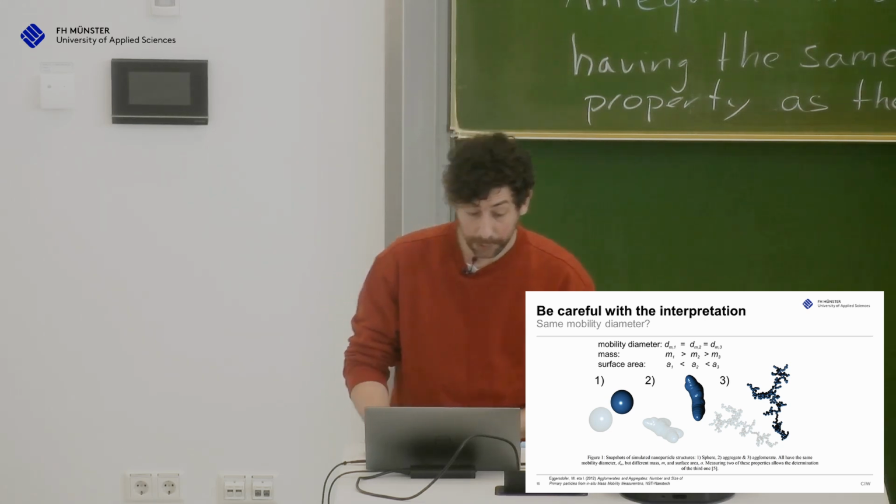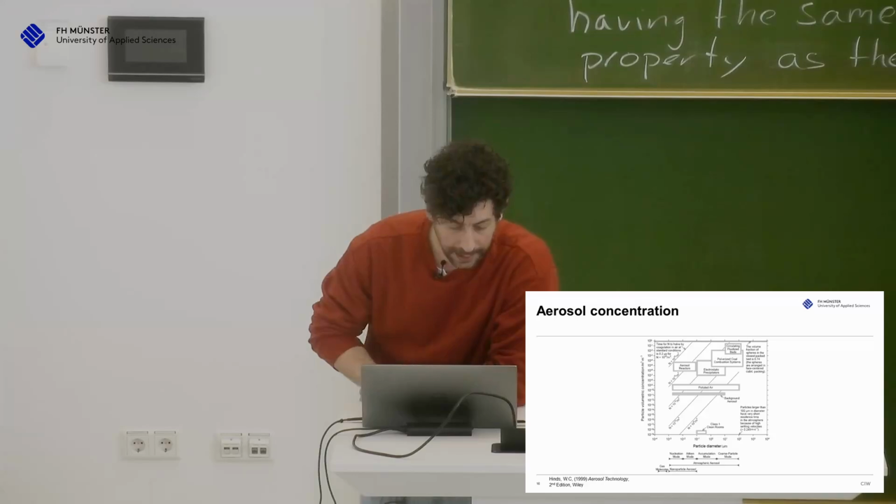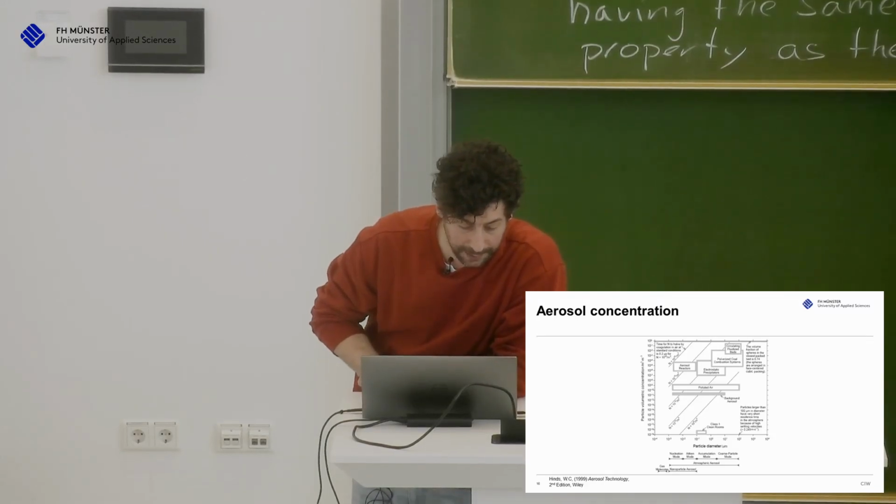Okay, aerosol concentration is something important when it comes to health, right? So smoke, cigarette smoke, and so on. Here's a diagram where you get an idea about concentrations, but keep in mind these 10,000 particles per cubic centimeter. And here you have polluted air. This is background aerosol. So from here to here means you have very polluted air.